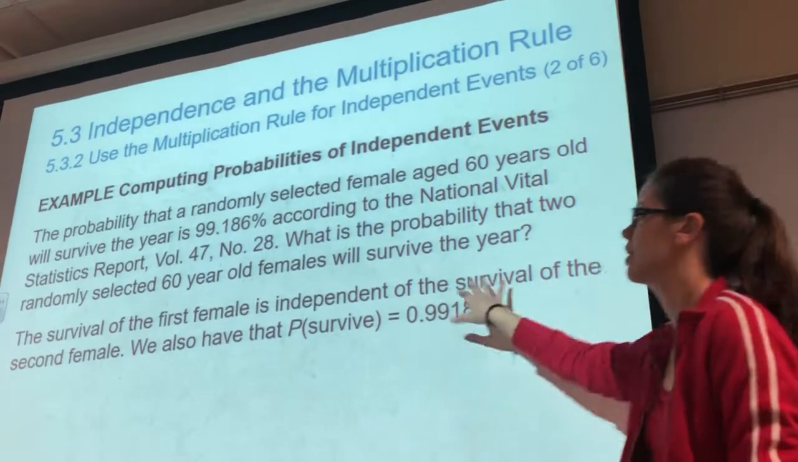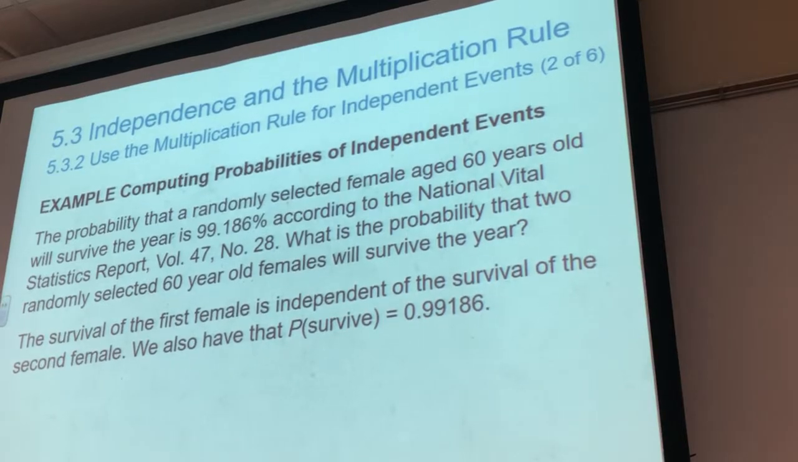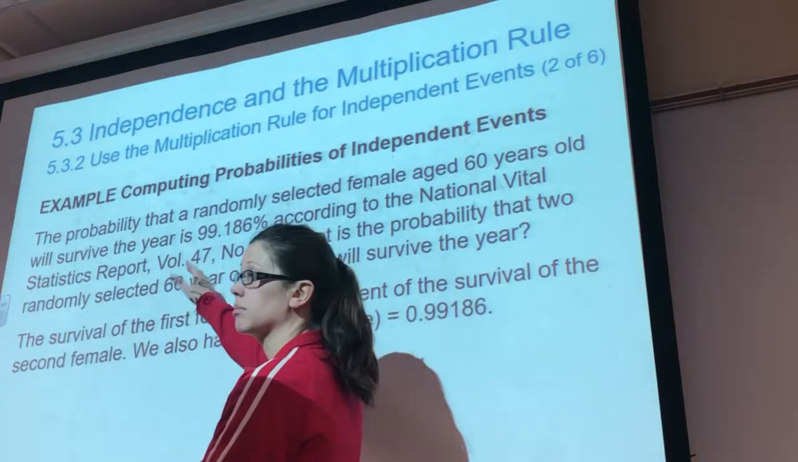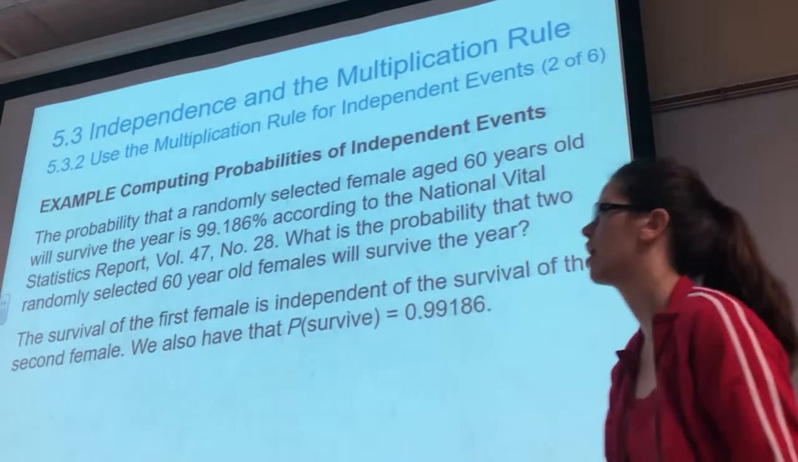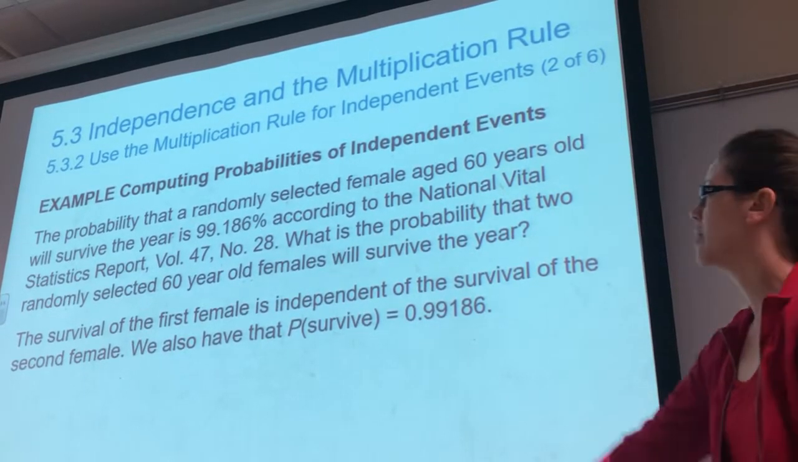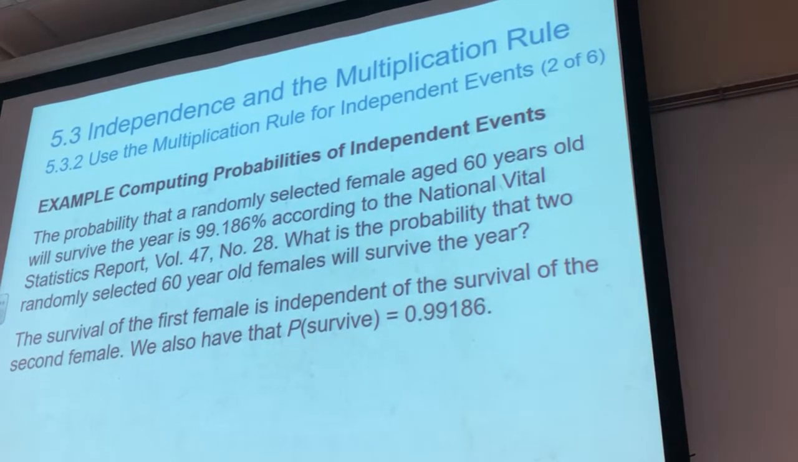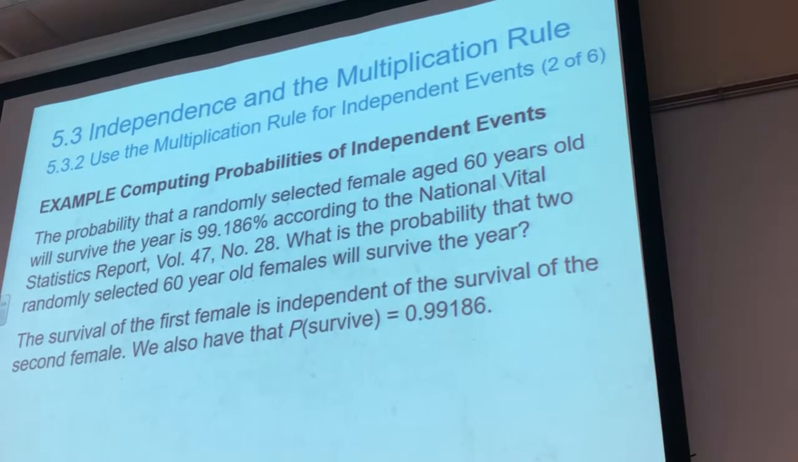I'm going to say here, since we're drawing them randomly, they're randomly selected 60-year-old females. They're probably not going to be related to each other and have the same health issues or anything. So they're going to be independent of each other, because if you select one 60-year-old female, whether she survives or not doesn't have any impact on whether the second one is going to survive. So these are going to be independent, and we can go ahead and use the multiplication rule for this one.